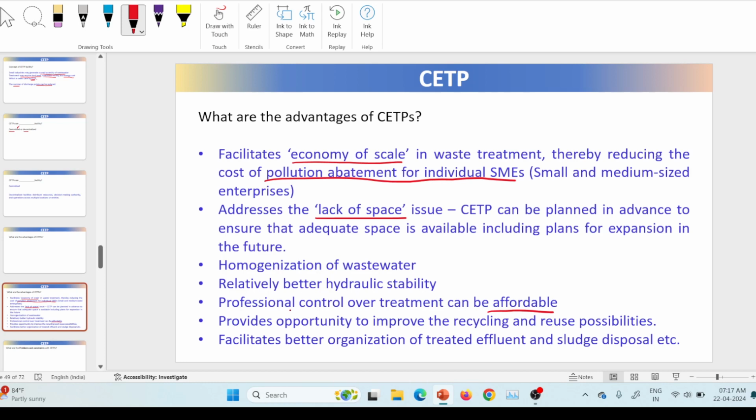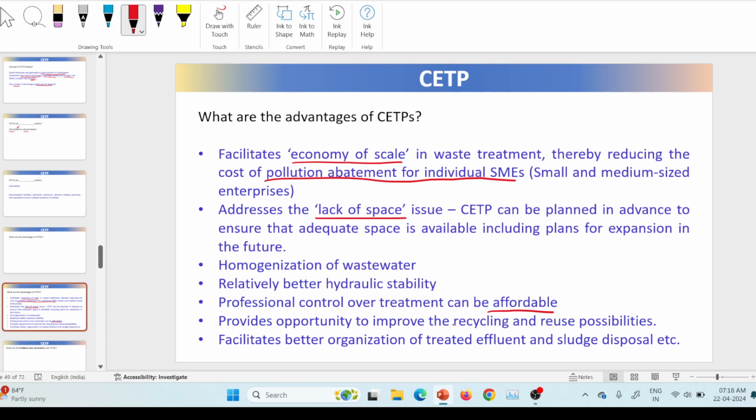If multiple industries treat their wastewater, it will be expensive. If you see it collectively, if four industries are treating their wastewater in-house, it will be costly. But if the wastewater is treated in CETP, it will be at low cost and affordable, so they have to pay the minimum amount for the treatment of their wastewater.